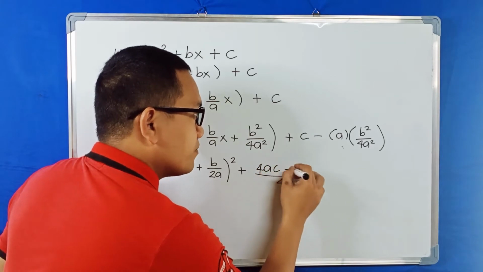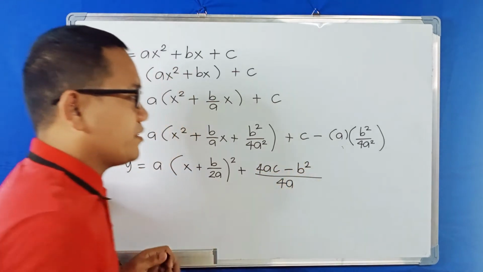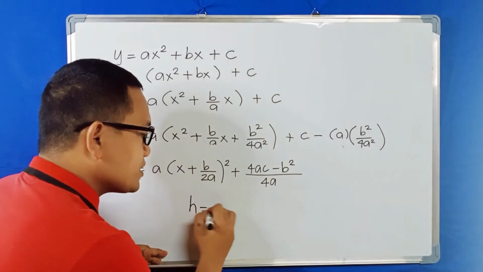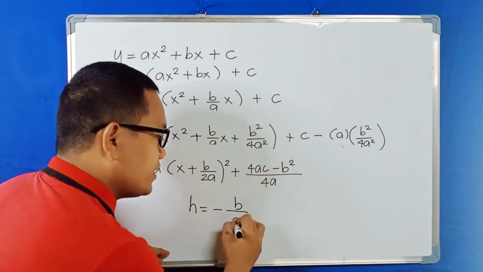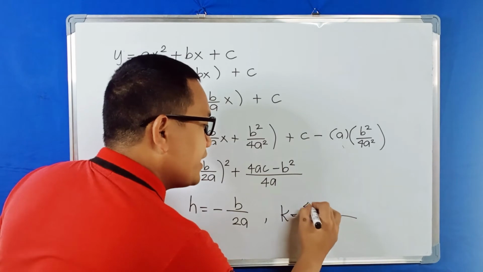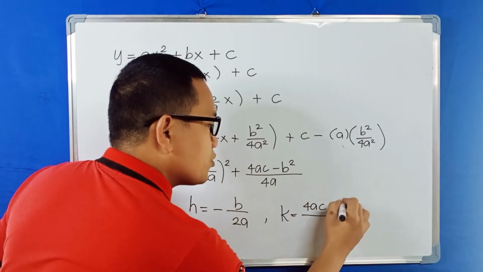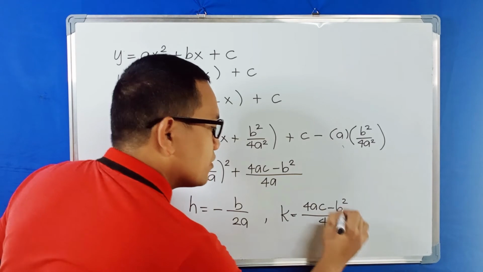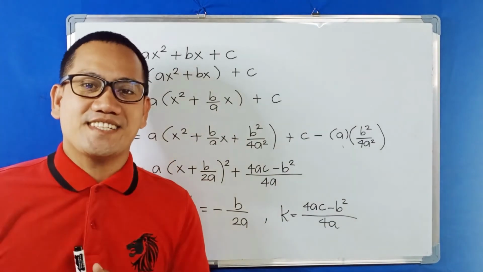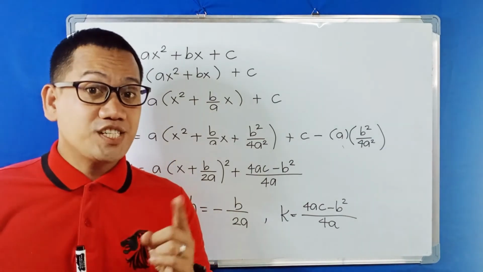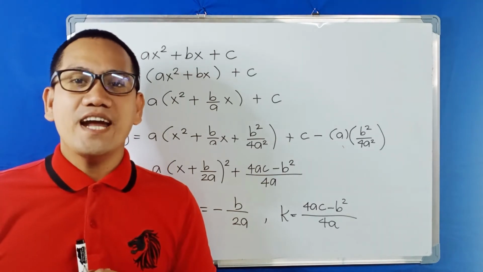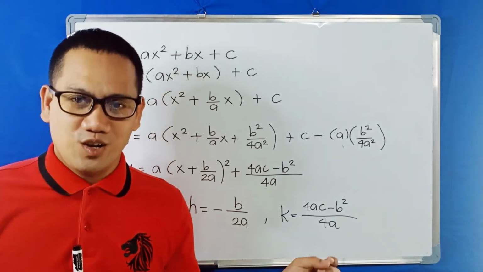So this is now your vertex form, where h represents negative b over 2a, and your k represents (4ac - b²) all over 4a. And this formula will help us determine the coordinates of our vertex. For h, that is negative b over 2a. And for k, we have 4ac minus b squared all over 4a.